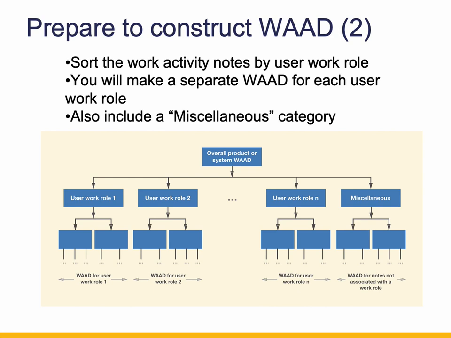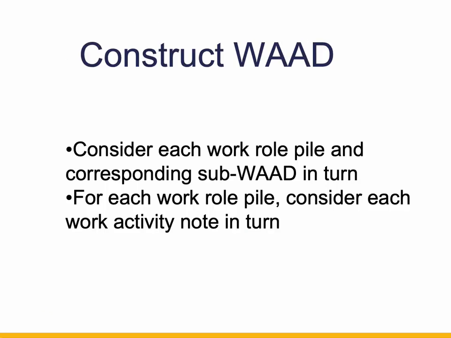So here you see user work role 1, user work role 2, user work role 3. Your work roles will be the phone work role, and how the user interacts with that phone. So once you get these things organized digitally, they tell you to consider each work role pile and corresponding sub WAD in turn. There may be, in each work role pile or category, sections or activities that maybe don't belong to any category that you have listed in your WAD.